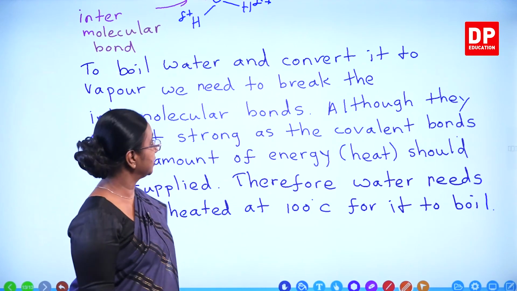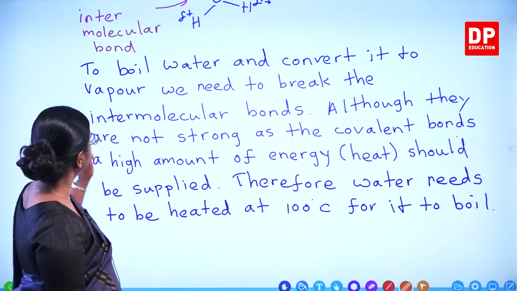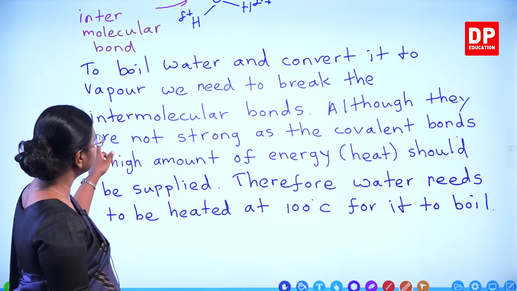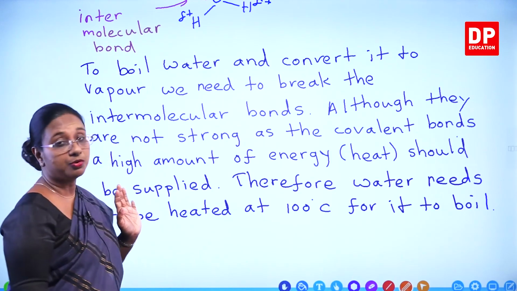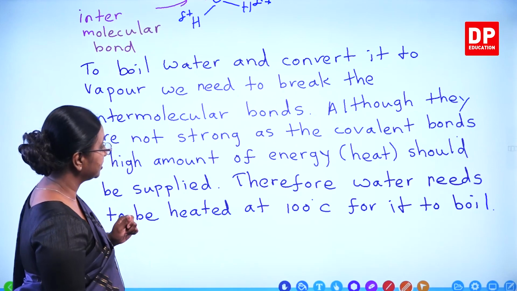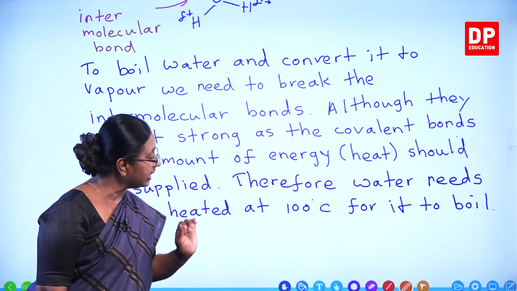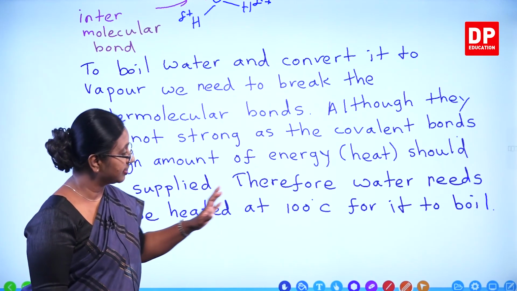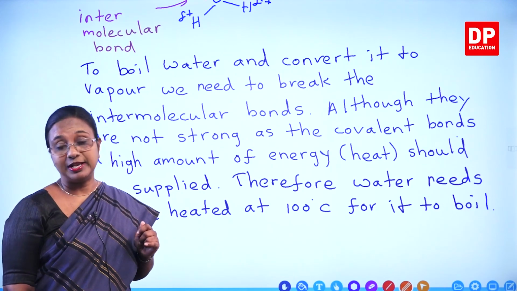Is that okay, students? So we have explained it. To boil water and convert it to vapor, we need to break the intermolecular bonds. Although they are not strong as the covalent bonds, a high amount of energy, that is heat energy, should be supplied. So therefore, water needs to be heated at 100 degrees Celsius for it to boil. That is why it has a high boiling point.